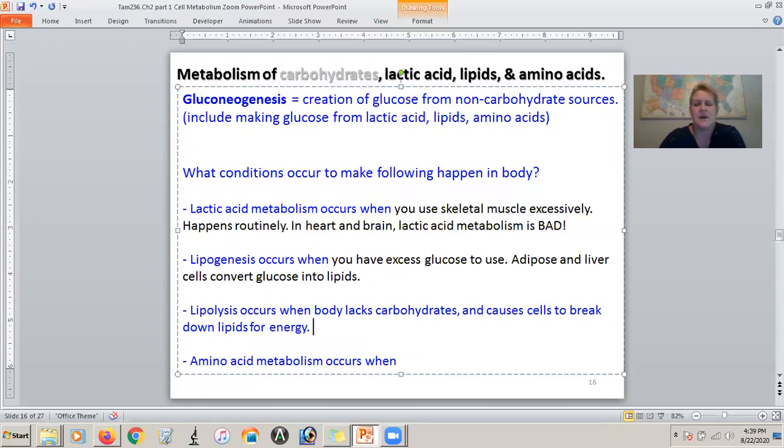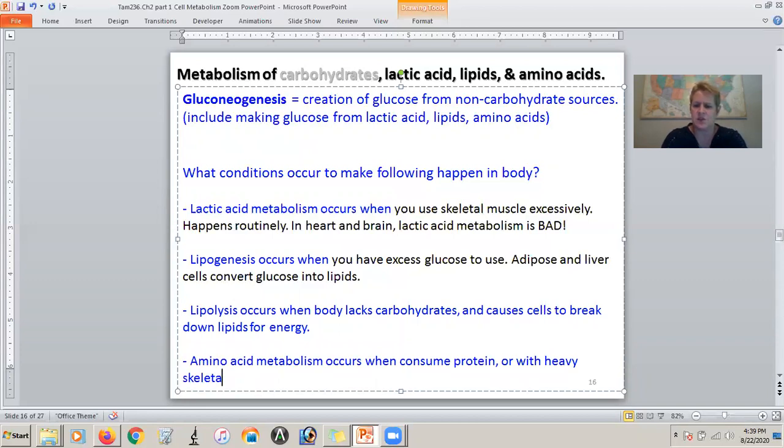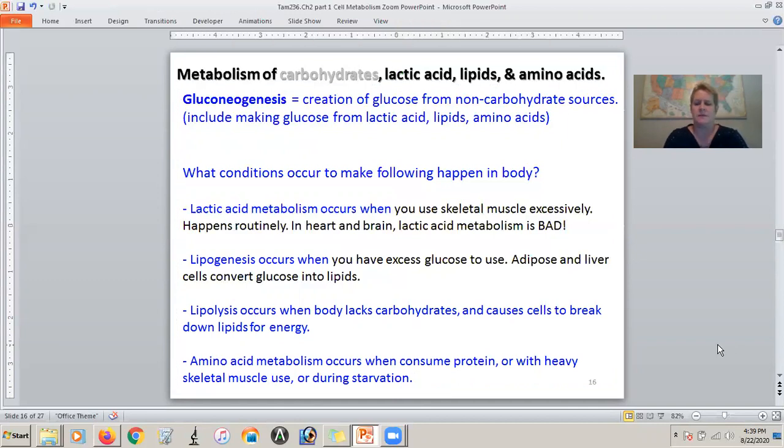Now, amino acid metabolism occurs when you consume protein or with heavy skeletal muscle use, or during starvation. Starvation is extreme. When you're not eating enough and you've burned through your glucose and glycogen, you've burned through your fat stores, your body will turn to muscle next. So this just gives you an idea of what's happening. Okay, so let's move on.